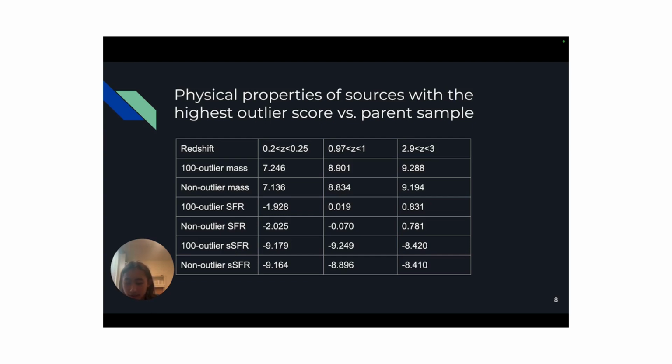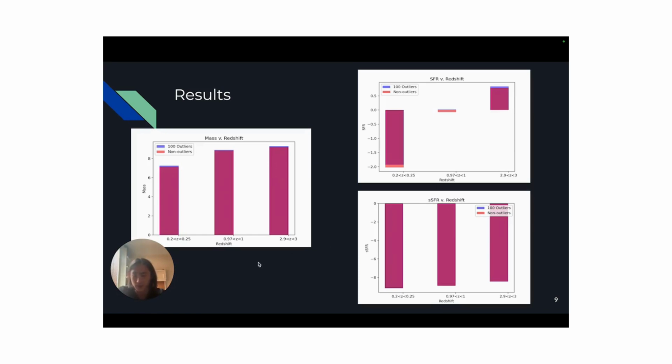I analyzed this data for 10 outliers as well, and I found that there's a stronger shift towards the outliers being the numbers being bigger, even for the specific star formation. These are the results in graphical form. You can see in the mass and the SFR case, the blue is shown above the red, and for the specific star formation rate, it's very similar.